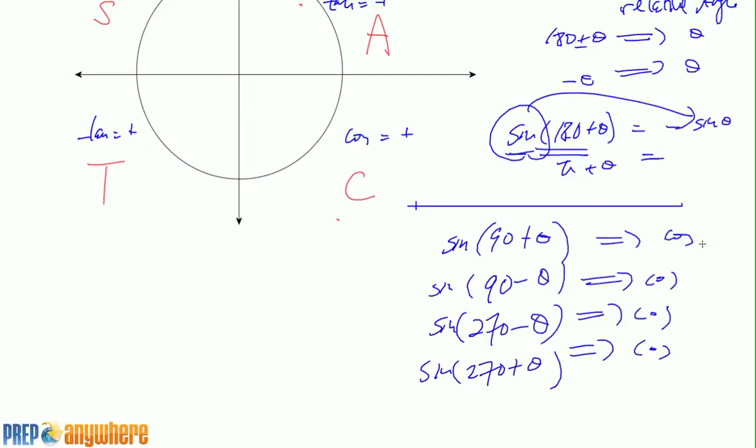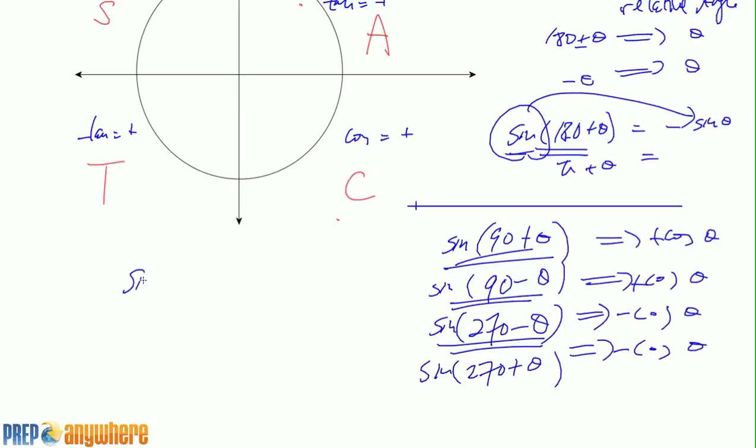Now, how do you figure out the sign? Which quadrant is that in? 2, so it's positive because sine is positive there. Which quadrant is that in? 1. Positive because sine is positive there. Which quadrant is that in? 3. Sine positive or negative in the third quadrant? Negative. 270 plus theta, which quadrant is that in? 4. Is it positive or negative there for sine? Negative. That's why you put a negative in front of the cosine.